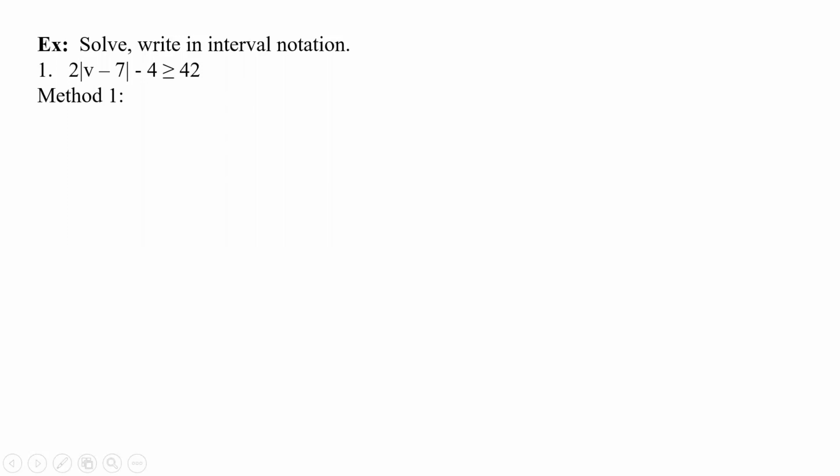So our first one here, we're going to solve, and we're going to write in interval notation. We have a greater than or equal to, and it says use method 1 first. Well, in any of the methods, what we have to do is isolate our absolute value. So let's do that first. So we have 2 times absolute value of v minus 7, minus 4 greater than or equal to 42. So that means I have to add 4.